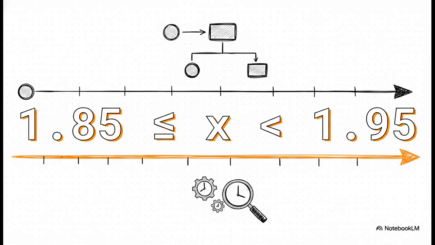Bringing everything together, your final, fully correct answer line should look exactly like this. 1.85 is less than or equal to x, which is strictly less than 1.95. This complete statement beautifully defines the error interval. It says that x can be exactly 1.85, or literally any number greater than that, all the way up to, but not including, 1.95. It's clean, it's mathematically precise, and it guarantees both marks for question 8.